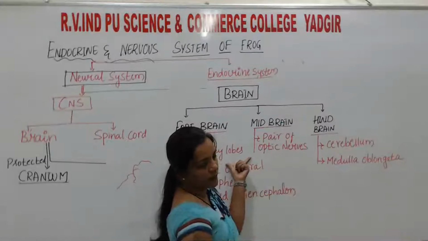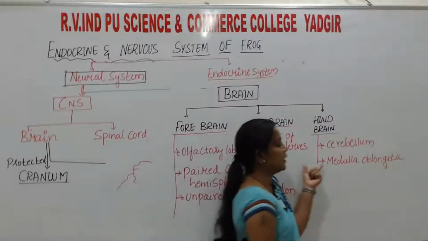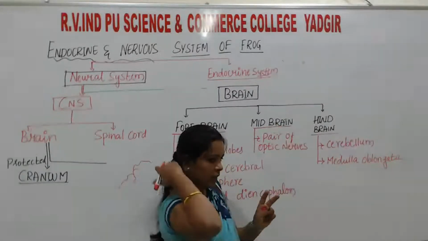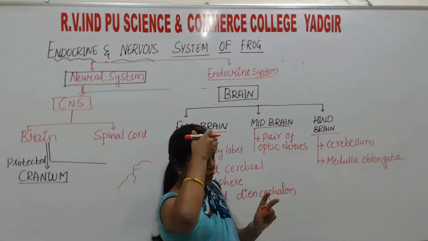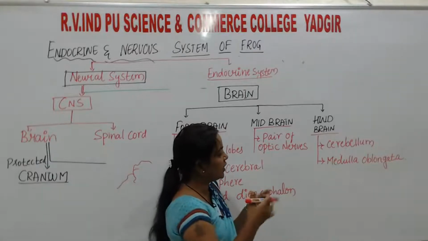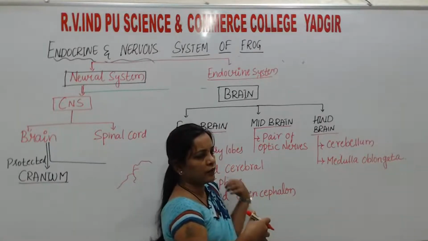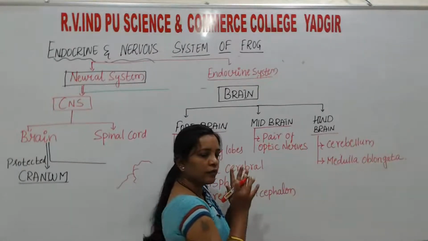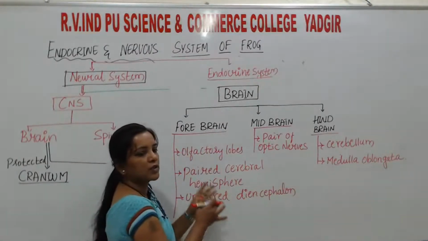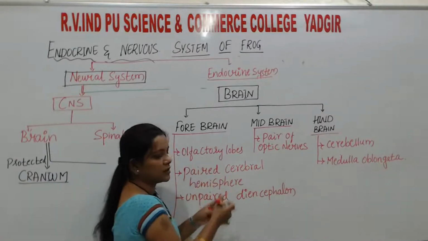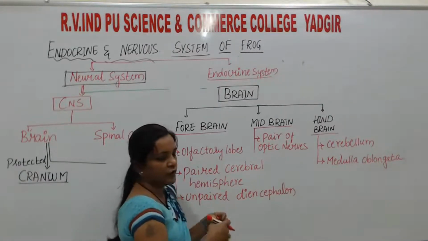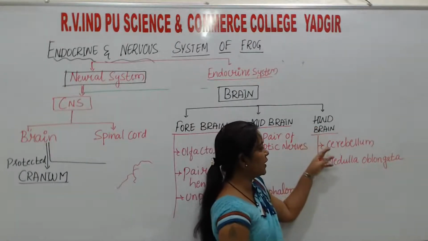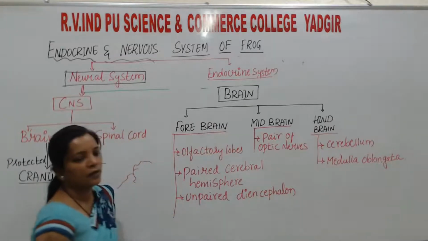Midbrain has a pair of optic nerves, and hindbrain has two parts. One is cerebellum. Hind means back, fore means front side. So even in human beings you have the same parts, which you are going to repeat. But for frog we are not going to study in detail, because in future chapters we are going to discuss this topic again. So hindbrain has cerebellum and medulla oblongata.